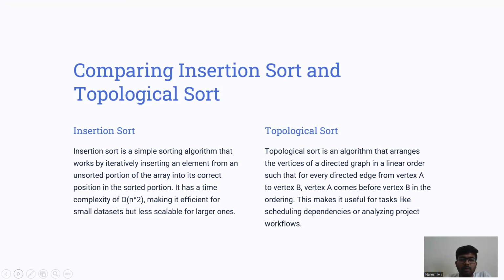And second one, topological sort. Topological sort is an algorithm that arranges the vertices of a directed graph in a linear order, such that for every directed edge from vertex A to vertex B, vertex A comes before vertex B in the ordering. This makes it useful for tasks like scheduling dependencies or analyzing project workflows.